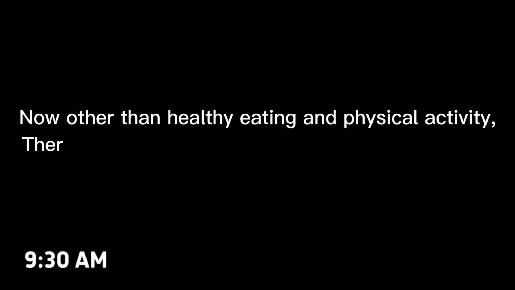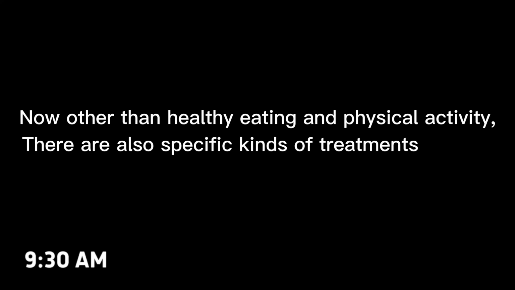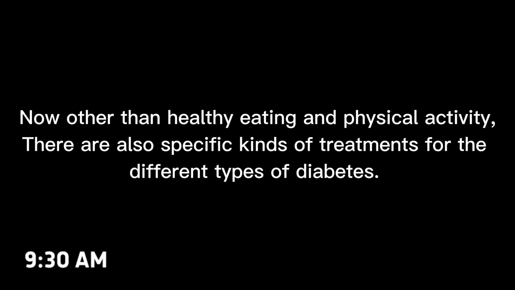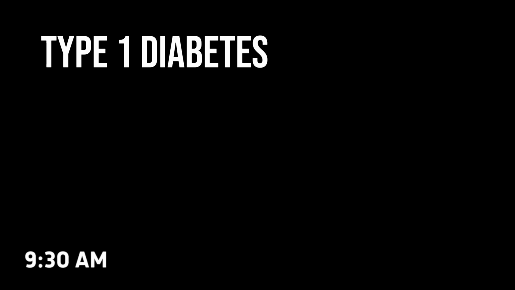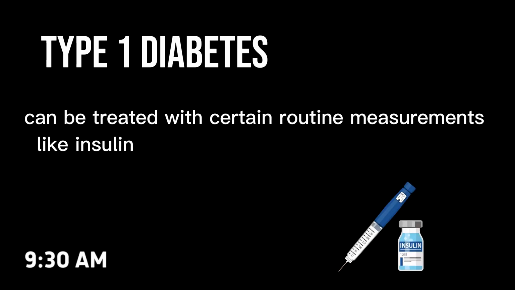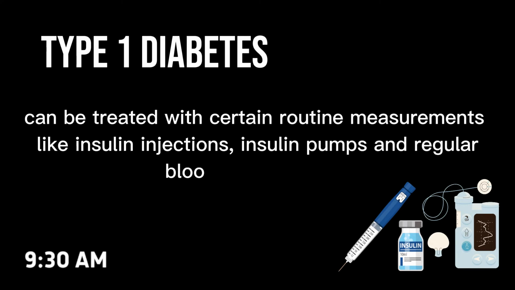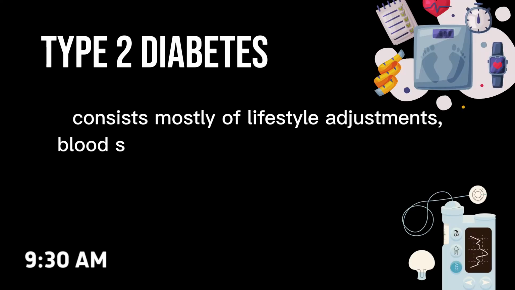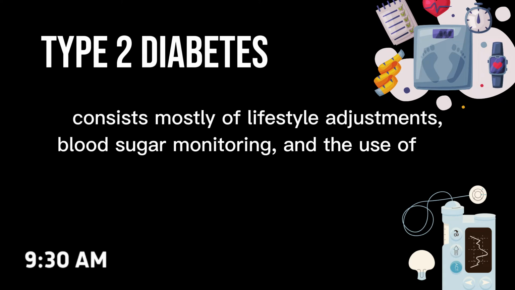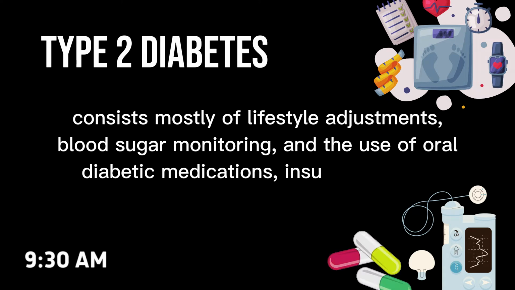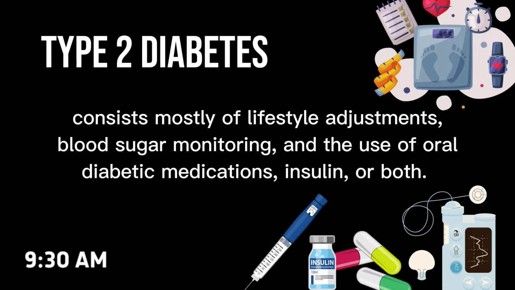Now, other than healthy eating and physical activity, there are also specific kinds of treatments for the different types of diabetes. For example, type 1 diabetes can be treated with certain routine measurements like insulin injections, insulin pumps, and regular blood sugar checks. On the other hand, treatment for type 2 diabetes consists mostly of lifestyle adjustments, blood sugar monitoring, and the use of oral diabetic medications, insulin, or both.